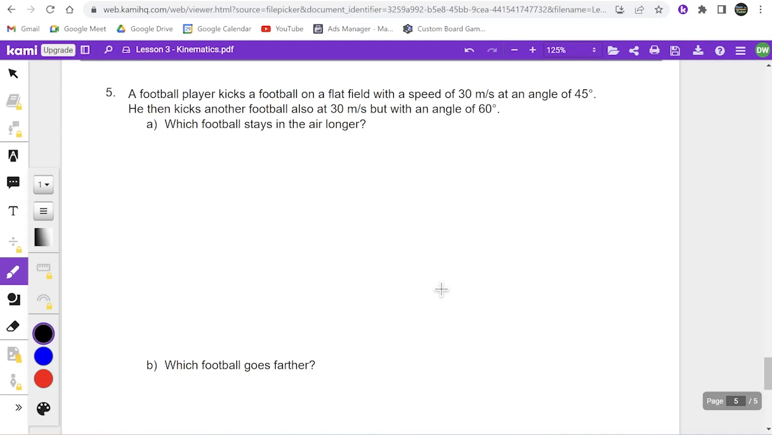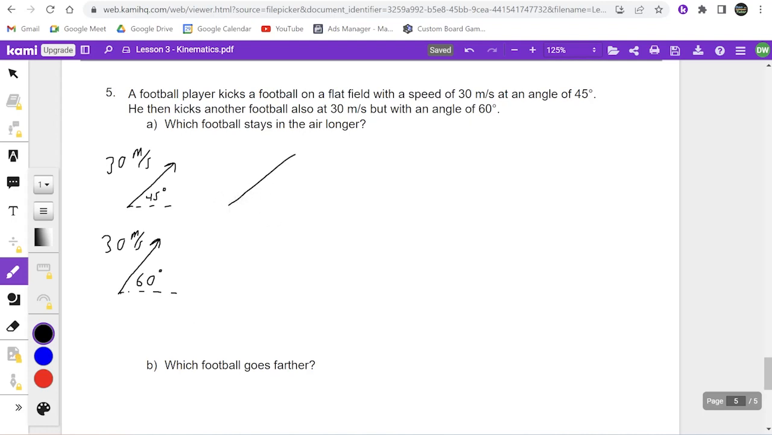Number five. A football player kicks a football on a flat field with a speed of 30 meters per second at an angle of 45 degrees. He then kicks another football also at 30 meters per second, but with an angle of 60 degrees. Which football stays in the air longer? The secret to this question is realizing, let's draw two pictures. So the first picture, I have 30 meters per second, and it's a 45 degree angle. Okay, there's my first picture. My second picture is basically the same thing, 30 meters per second as my velocity, but that one's at an angle of 60 degrees.